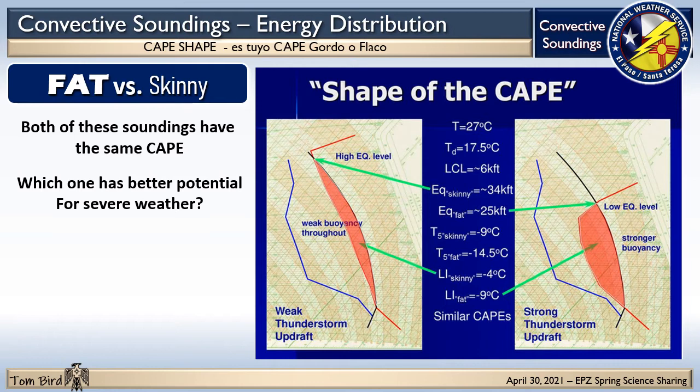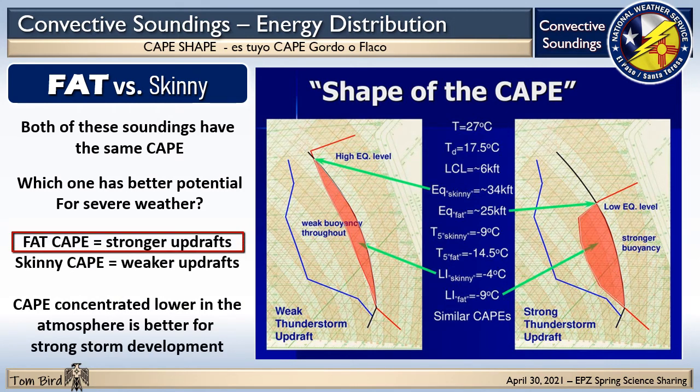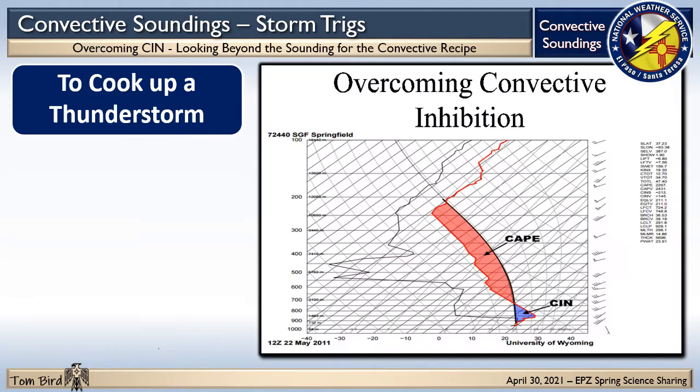So which one of these would have the better potential for severe weather? Well, the answer would be the fat CAPE. The fat CAPE is indicative of a bigger difference between the temperature of the parcel and the temperature of the environment, with the parcel being much warmer than the environment, which means it's going to have a stronger upward motion at any point in time through its ascent. The other thing is if you have the stronger CAPE down lower in the atmosphere, that also is better for strong storm development. So we're always looking for a fatter, lower CAPE for severe and strong thunderstorm development.